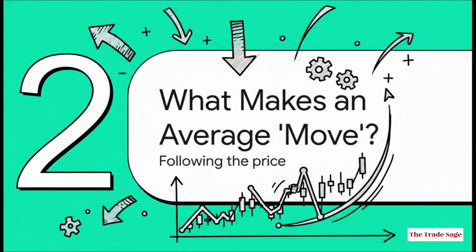All right, so that was a static one-time average. But in the stock market, things are never static. Prices are changing every single second. So that brings us to the big question. What makes an average move? Well, it's all about keeping up with the latest price action.